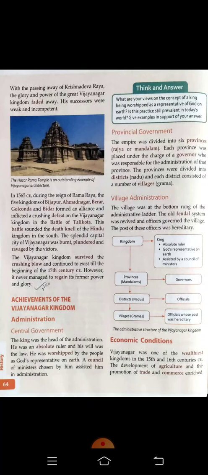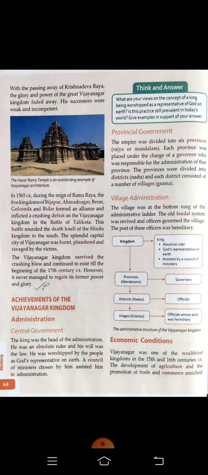The splendid capital city of Vijayanagara was burned, plundered, and ravaged by the victors. As these five allies won the battle, they totally burned this capital, because they were no more ready to accept the dominance of the Vijayanagara kingdom.